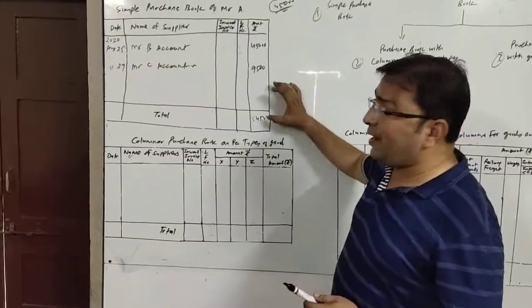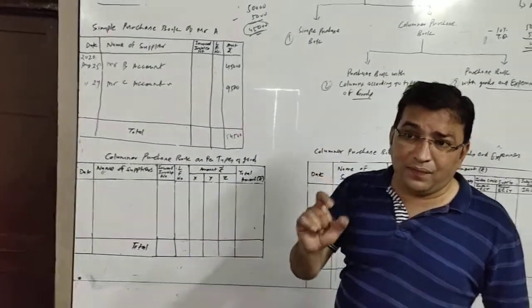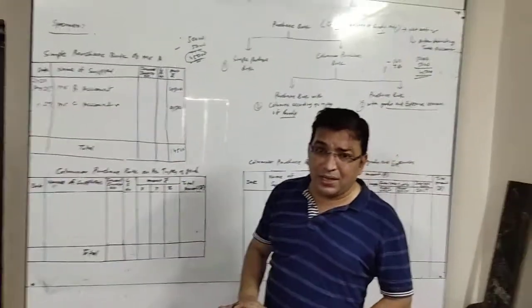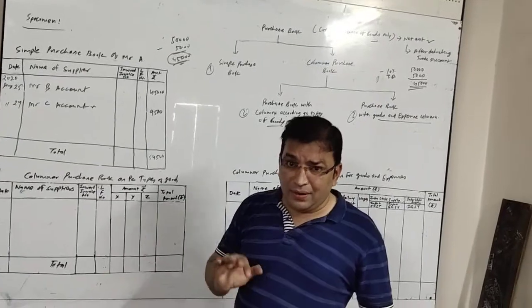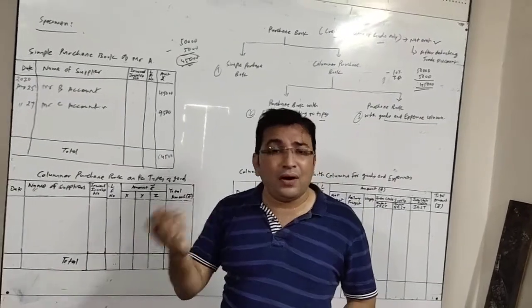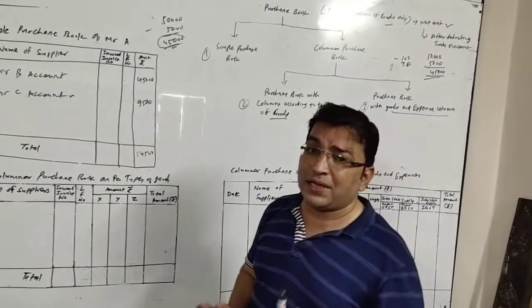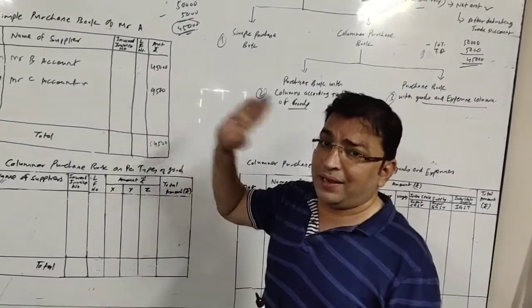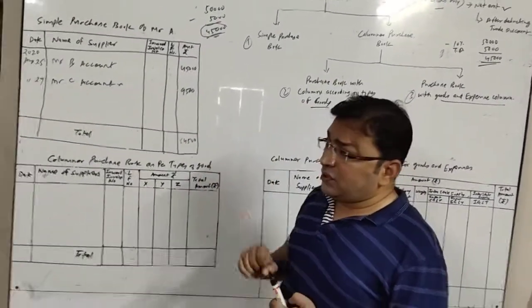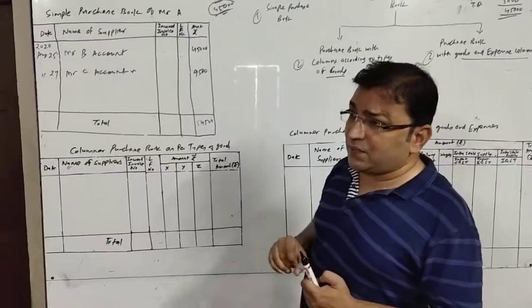This total is made at the end of that accounting period for which that particular book is maintained. That may be 1 month, 1 day, or a week or fortnight, depending upon the number of transactions taking place in your book. You will be deciding, right? So this was all about the simple purchase book.